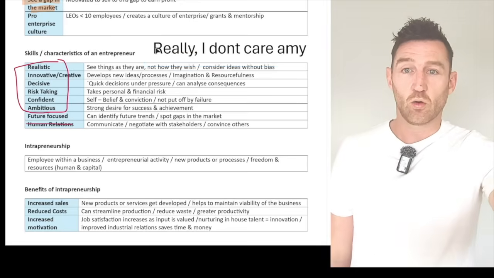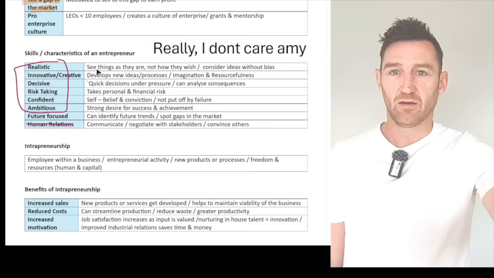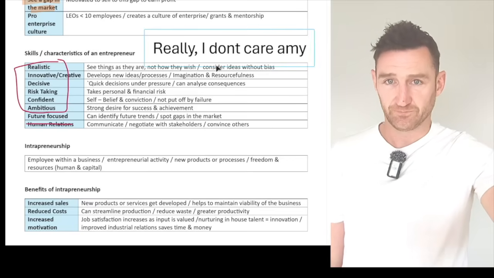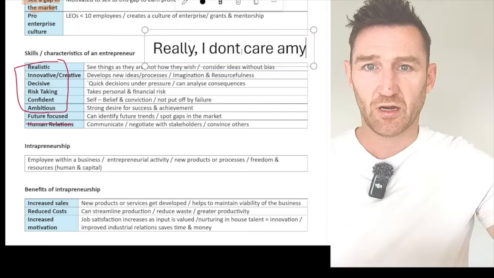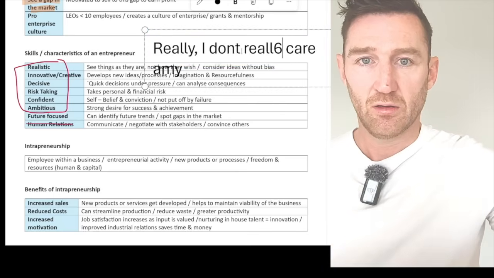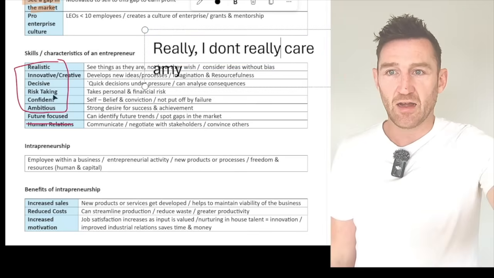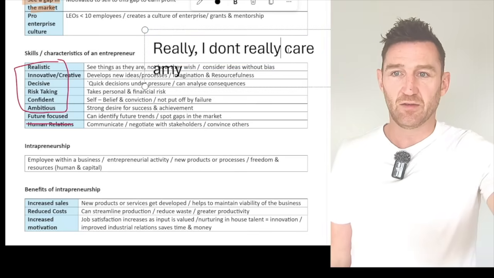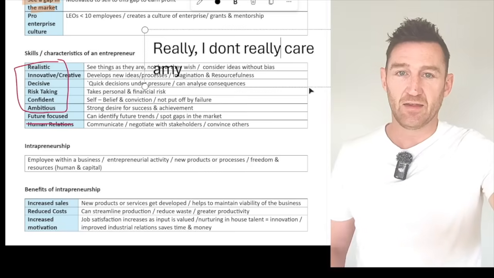So R is realistic, I is innovative, D is decisive. The O is risk-taking, the C is confident, and then the A is ambitious.